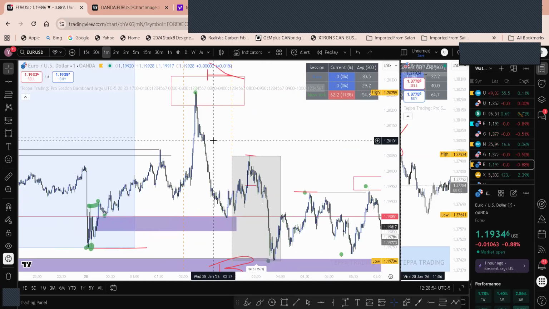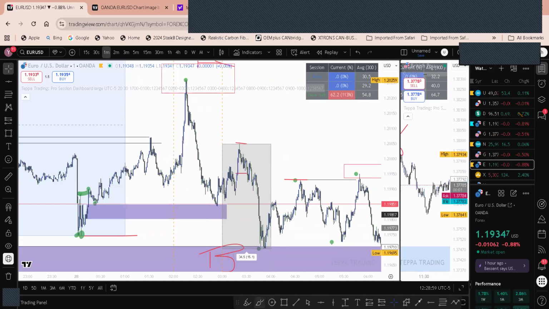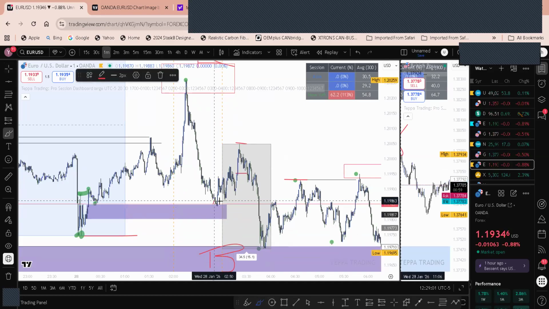Like always. If price is like in this instance, right? In this instance, this is Frankfurt low, right? Look, Frankfurt low gave us a reaction, became what?